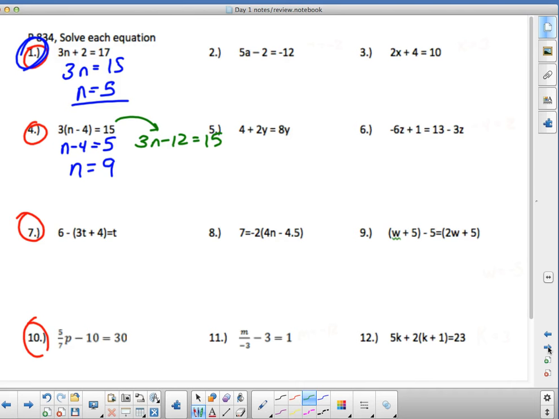Right? All right, so here's the deal. 3n minus 12 is equal to 15. 3n is equal to 27. n is equal to 9. Well, weird, it's the same answer.